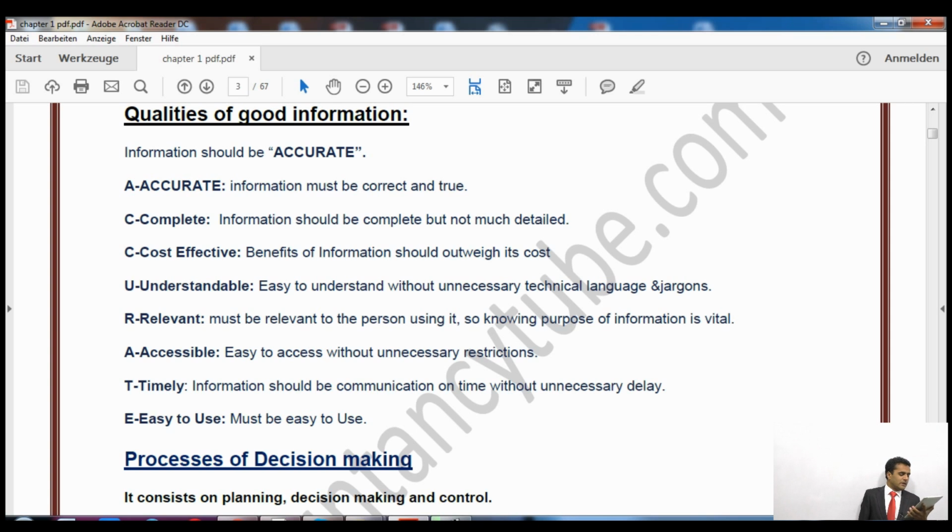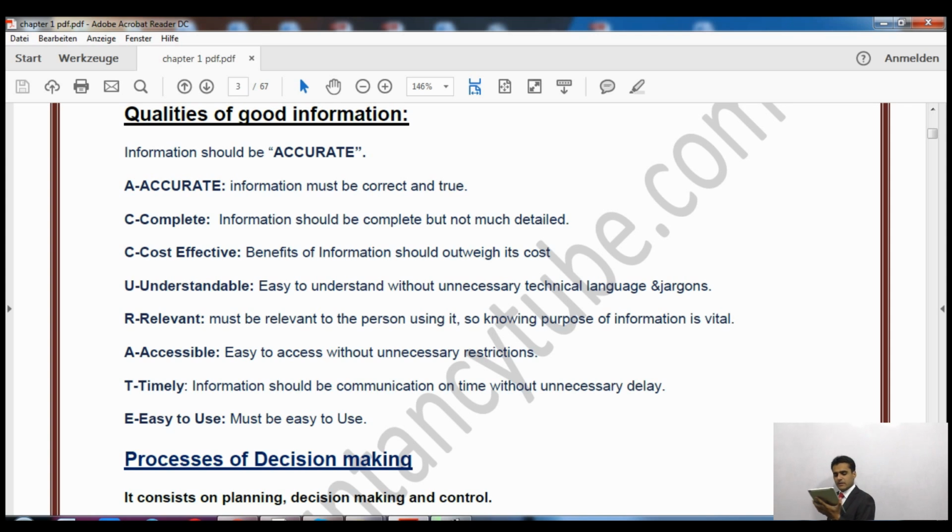The second C of ACCURATE means cost effective. So information must be cost effective. If you are presenting me information, I should see how much I am incurring to process that information. So I have to do a cost benefit analysis. What does cost benefit analysis mean? The benefit must be more than the cost I have incurred on this information. So if the information you have presented to me has a value of, say, £10, the cost incurred must be less than that. So the benefits of information should outweigh its cost.